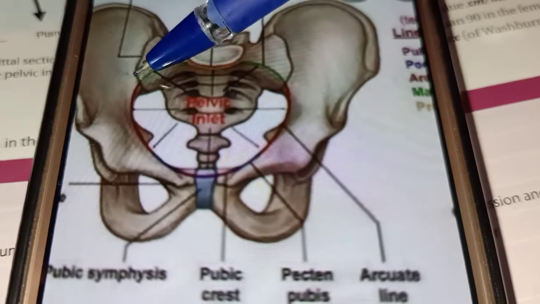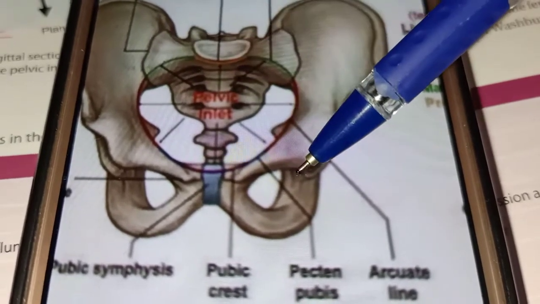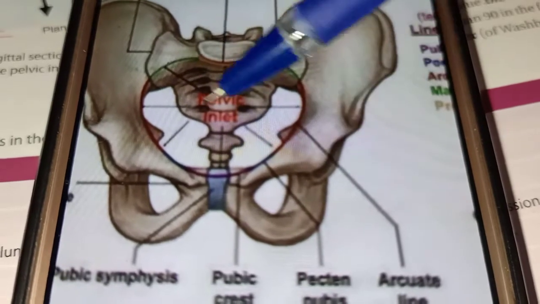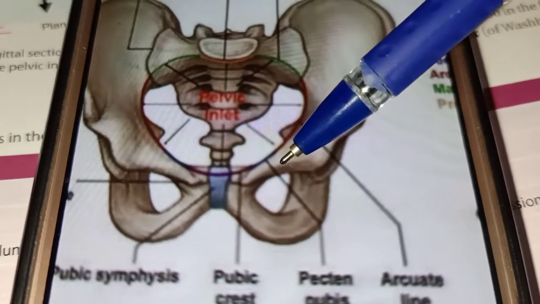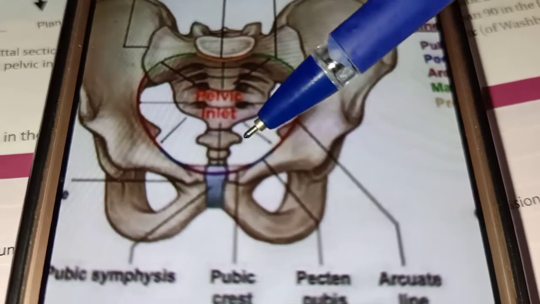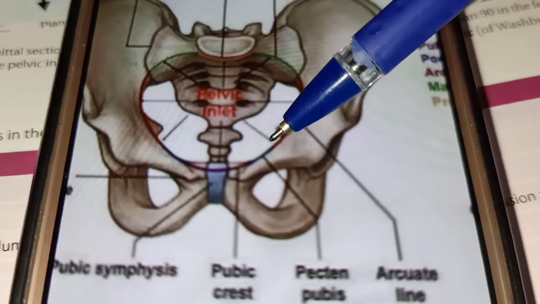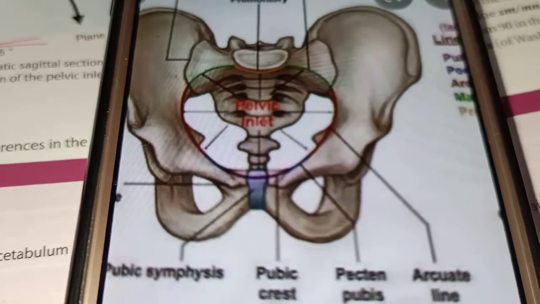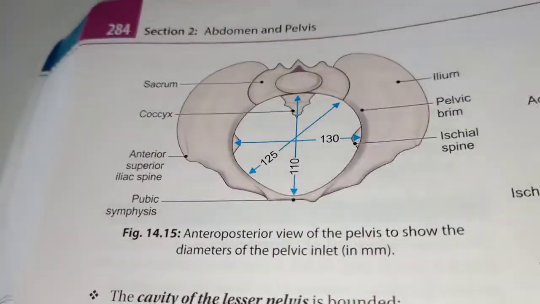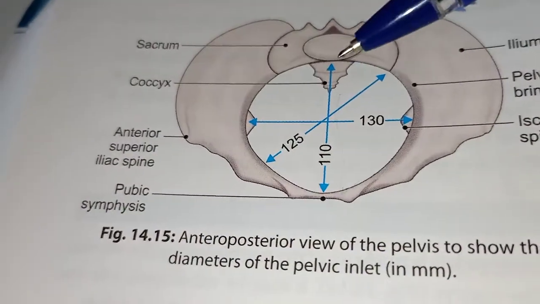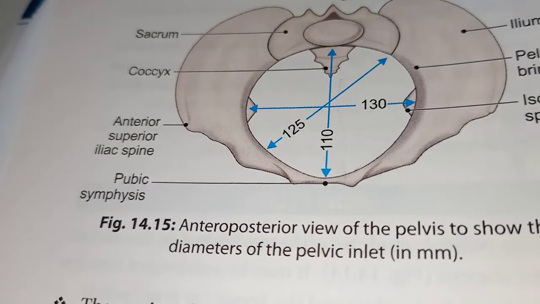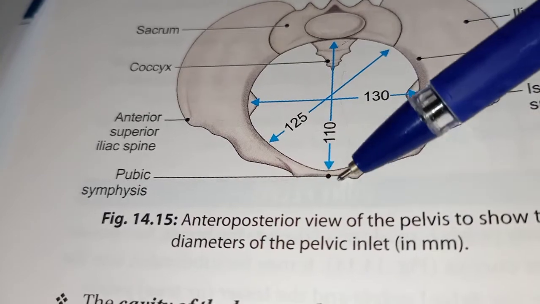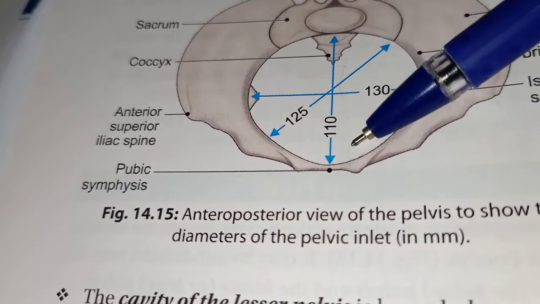Okay, so SI joint opposite to the opposite iliopubic eminence. This is the oblique diameter, and this oblique diameter is 125 mm in females. If you see this diagram here, this is the AP diameter, which is from the margin of the sacral promontory to the upper margin of the pubic symphysis. It is 110.